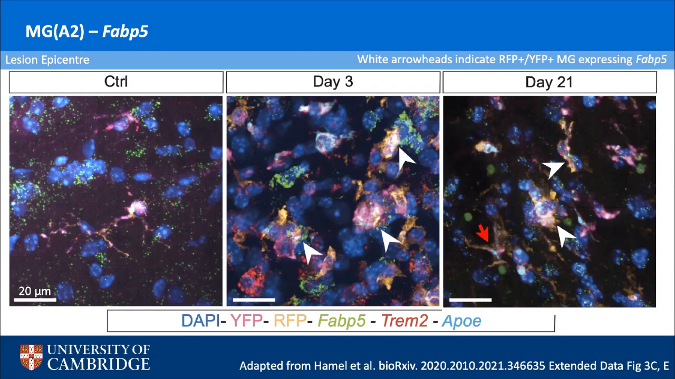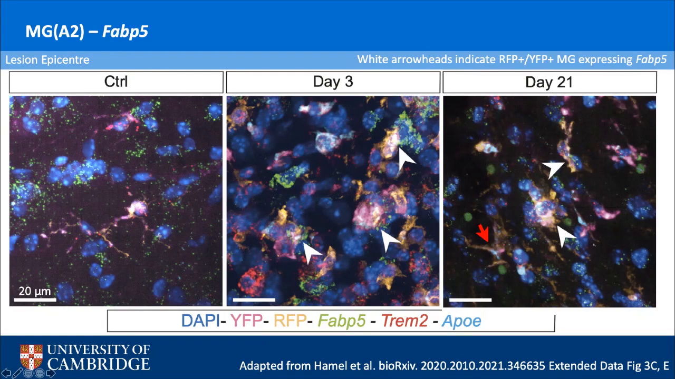Here you're looking at some SM FISH data at the lesion epicenter, and you can see that, as in our single cell RNA sequencing data, Fabp5 expressing myeloid microglia are absent in the sham-injured control. They are present in the acute phase, possibly as our microglia A1 cluster, and they also persist until day 21, again likely as our microglia A2.